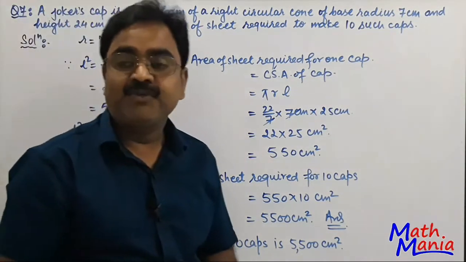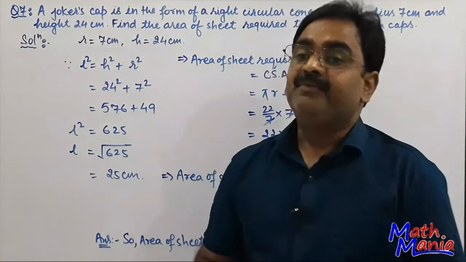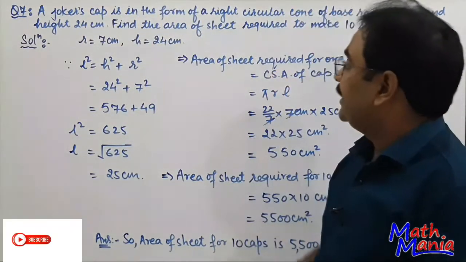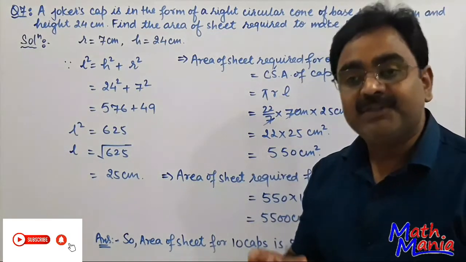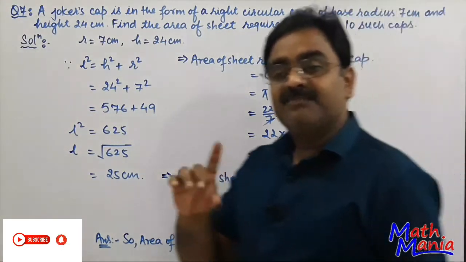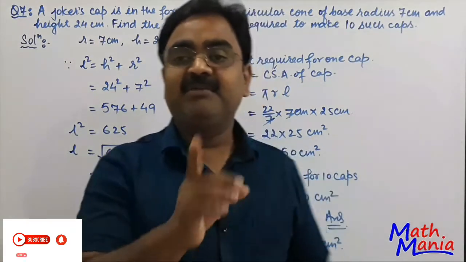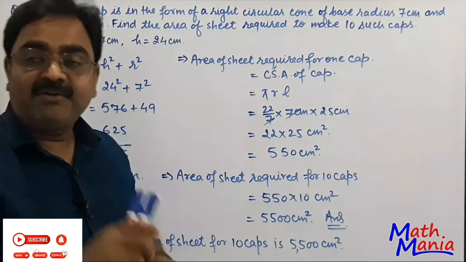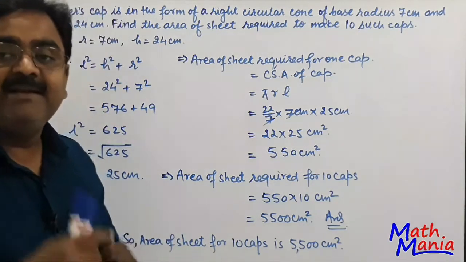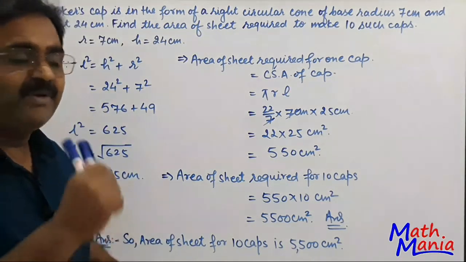Right friends? So in this what we have done, first of all we found the measure of L. L की वैल्यू क्यों फाइंड किया? L की वैल्यू इसलिए फाइंड किया क्योंकि जब तक हमारे पास L की वैल्यू नहीं रहेगी तब तक हम इस कैप का कर्व्ड सरफेस एरिया नहीं फाइंड कर सकते. और कर्व्ड सरफेस एरिया ही क्या है? रिक्वायर्ड एरिया ऑफ द शीट फॉर वन कैप.